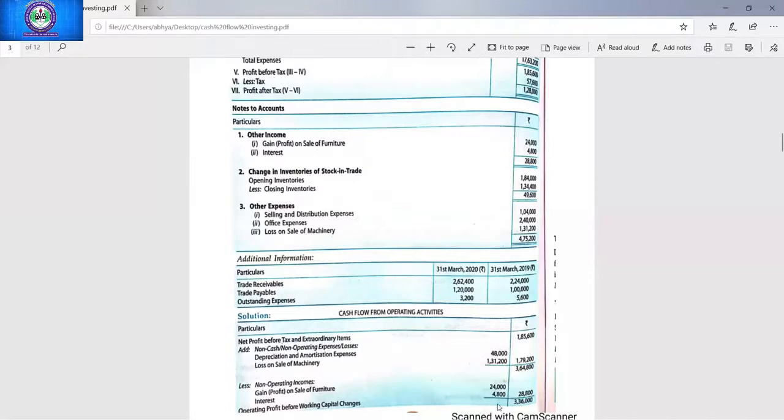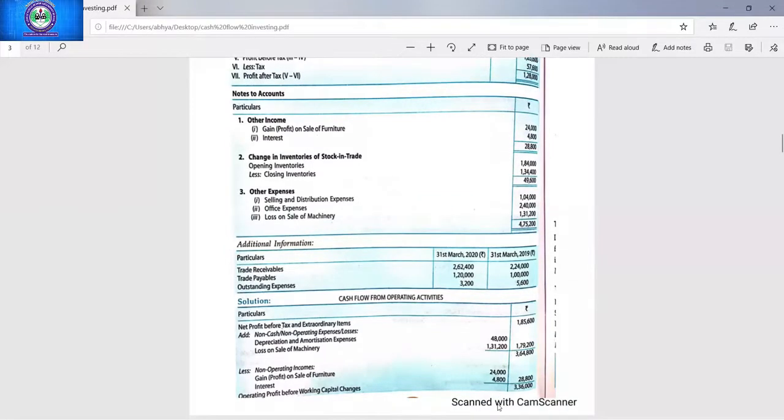Please tell me, is the second step answer correct? All those who have done the question, please tell me, does your second step answer match with the solution? Yes students, I am waiting for your answer. Yes, yes. So the second step answer is matched. Now we will be doing the third step. This is our profit before working capital changes.